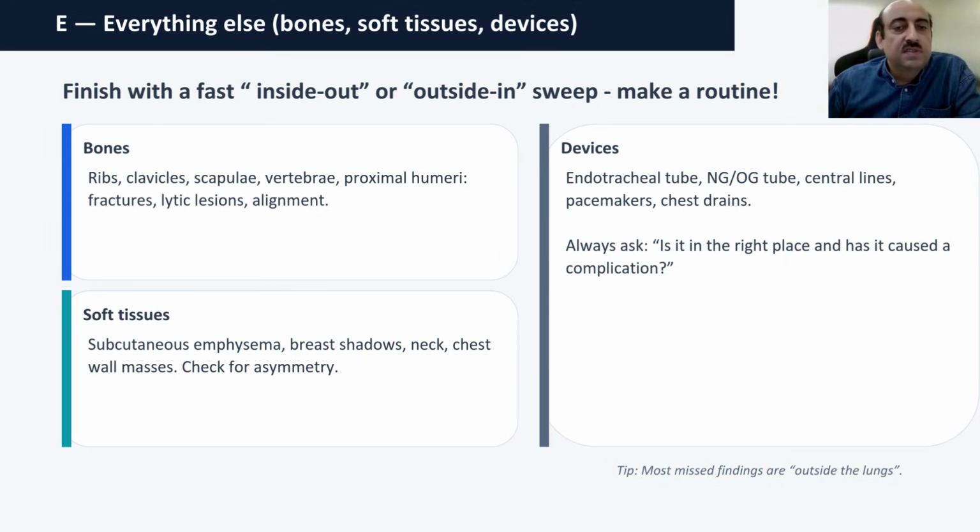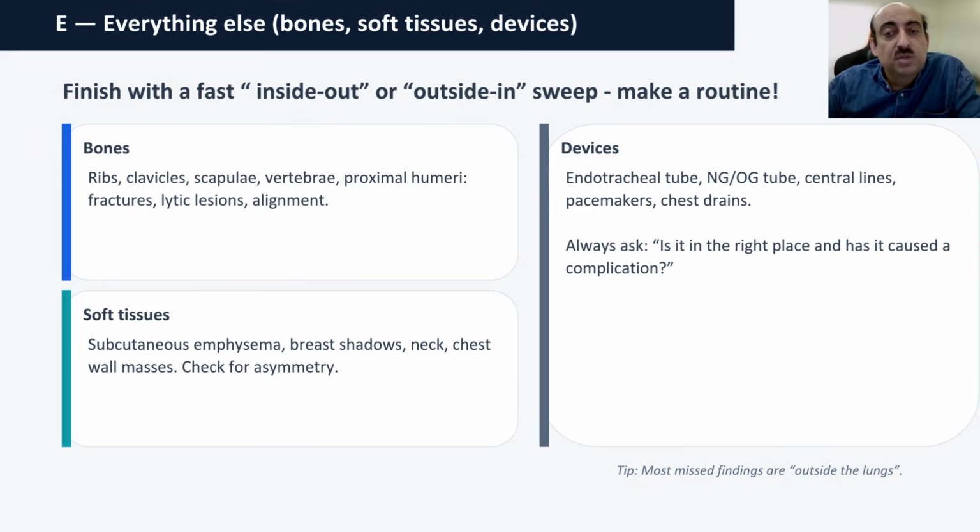That could be surgical emphysema, a breast shadow abnormality, a mastectomy on one side, chest wall masses or soft tissue opacification, and also look for asymmetry on both sides. Devices: look at the endotracheal tube, lines, permanent pacemakers, CRTDs, chest drains, intercostal drains, NG tube, and whether the tube is going up to the subdiaphragmatic space to the left side of the stomach. And if there is a device, ask yourself, does the device appear to be in the correct position, and is it causing any complication?